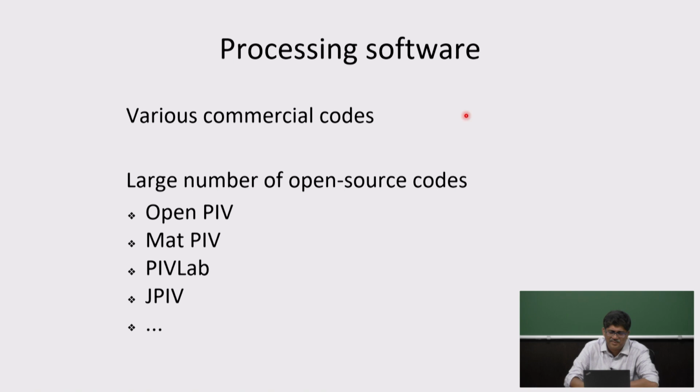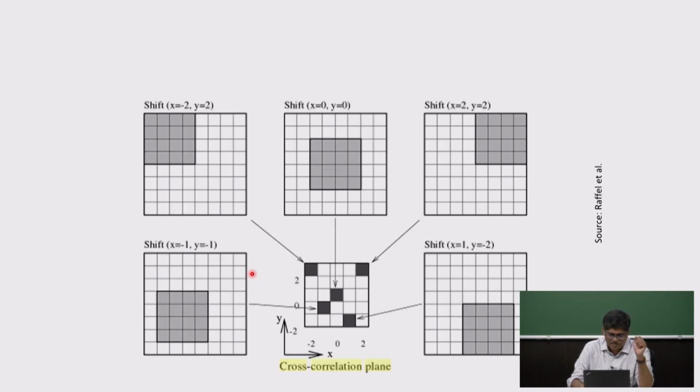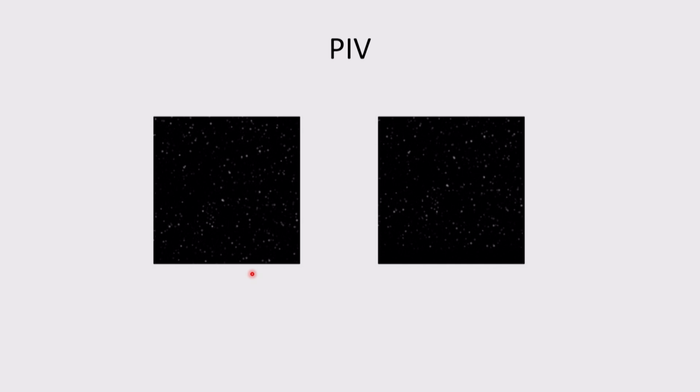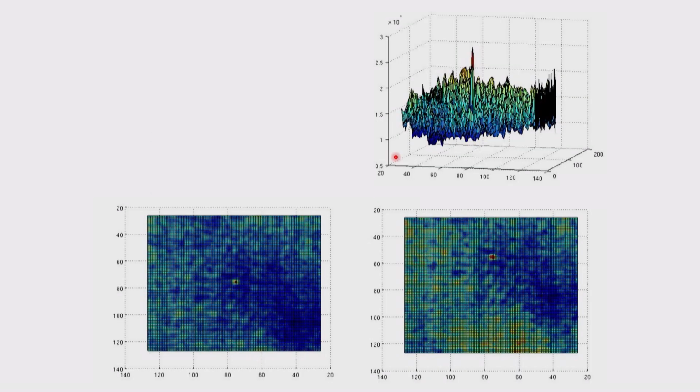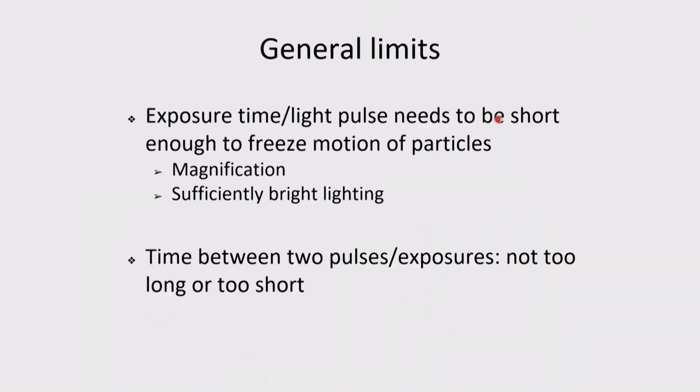There are a lot of commercial softwares, but there are also quite a few good open source softwares. OpenPIV and MATPIV, which is MATLAB based. Then PIVlab also has MATLAB codes, and some of them have very good GUIs, so there is no need to even go to the coding part. If you have these two images, you do an FFT and get the correlation functions. So you can go through all that.